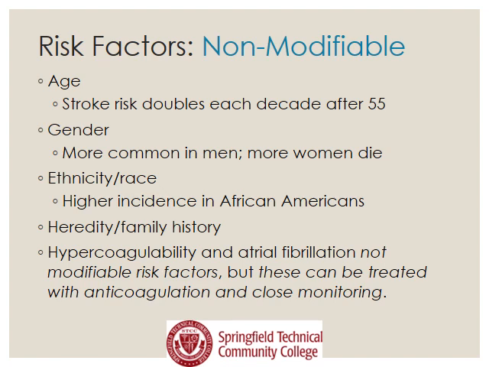So there are different modifiable and non-modifiable risk factors. The non-modifiable risk factors are obviously things that the patient can't change. Age: people after age 55 are at higher risk to have a stroke. Stroke is more common in men, but more women actually die due to their strokes. There's a higher incidence in African Americans than in whites, and nobody can change their ethnicity. Heredity and family history can play a role in stroke risk, and those are also non-modifiable risk factors.